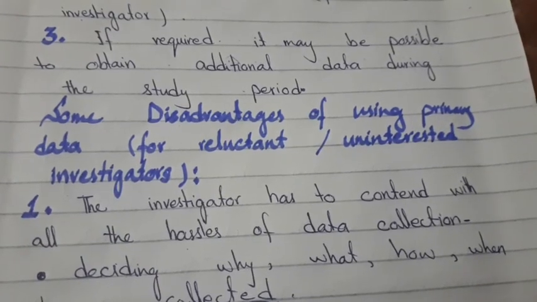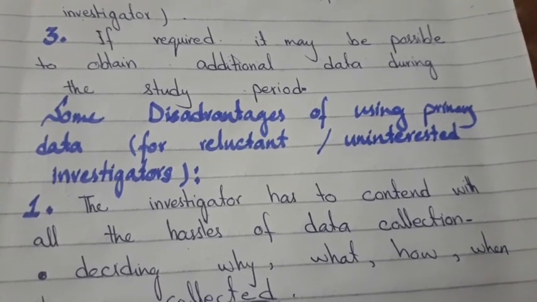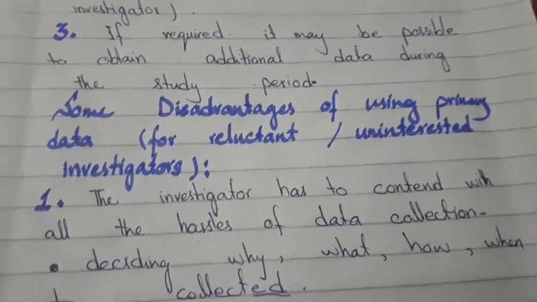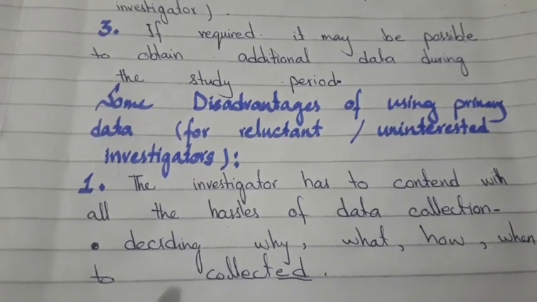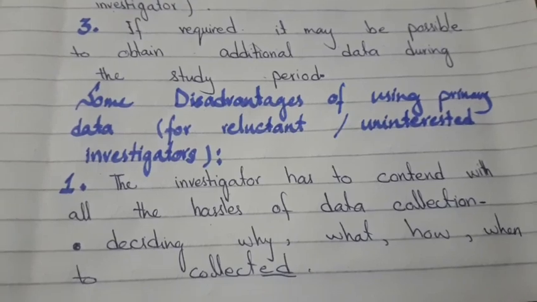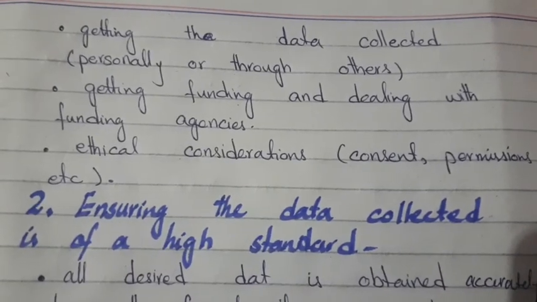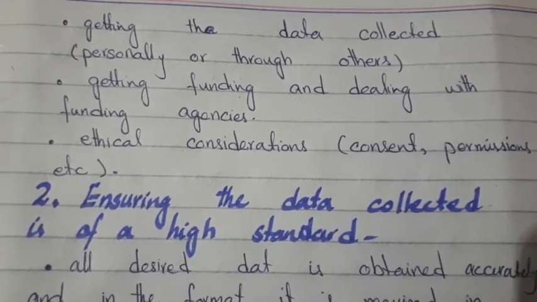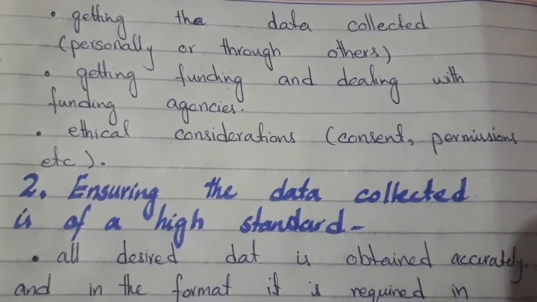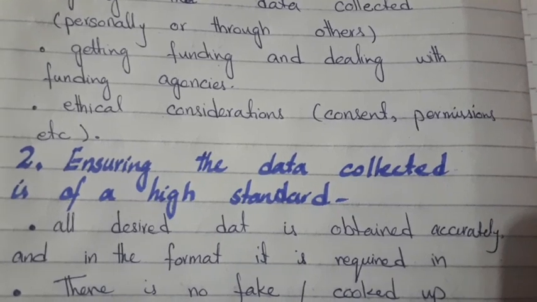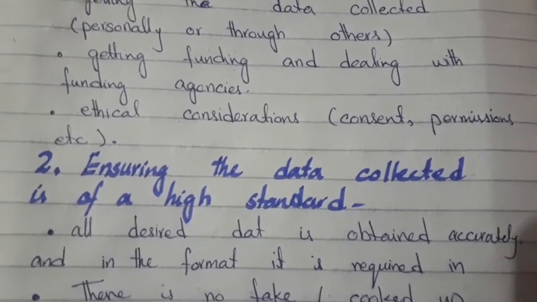Some disadvantages of using primary data: the investigator has to contend with all the hassles of data collection. Why will he face harshness? Because he is deciding when, what, and how to collect data, getting the data collected personally or through others, getting funding and dealing with funding agencies. And he will also think about ethical considerations, consent, permissions, etc.